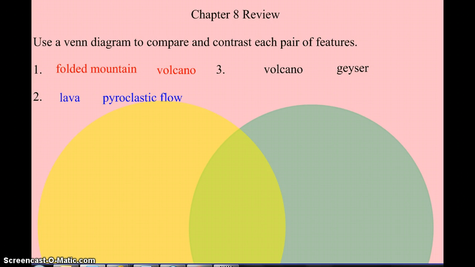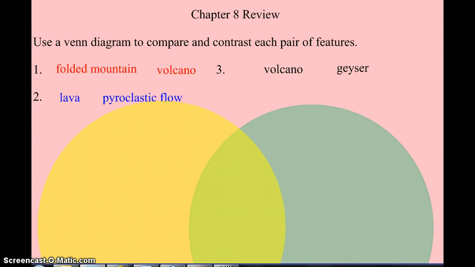Here's a quick review for Chapter 8. Try to create a Venn diagram for these three pairs of items: a folded mountain and a volcano. Remember, the Venn diagram over here on the left side would be all the stuff about folded mountains. On the right would be all the stuff specifically about volcanoes. And down in the middle would be all the things that they have in common.